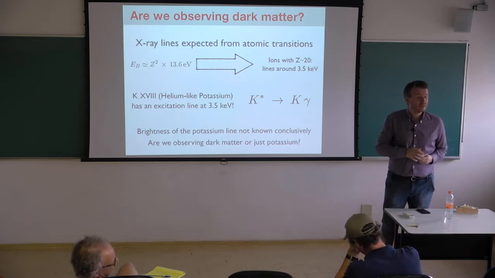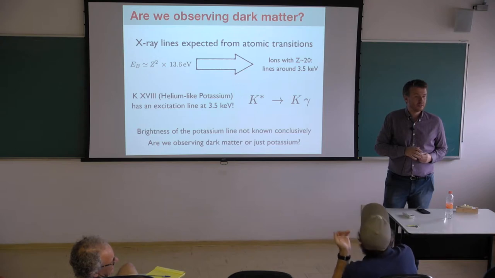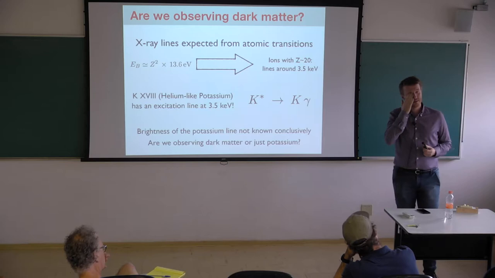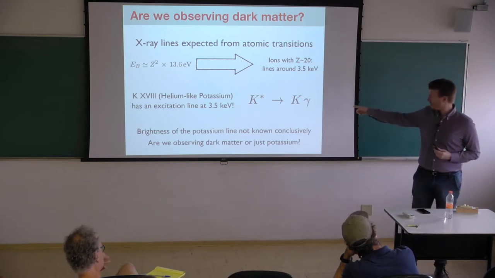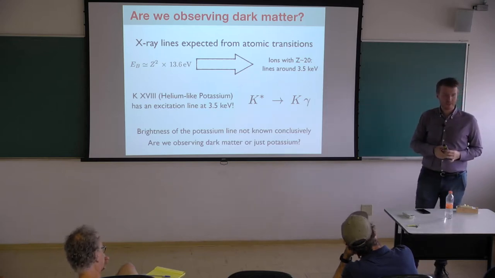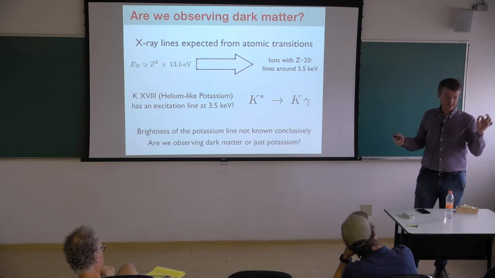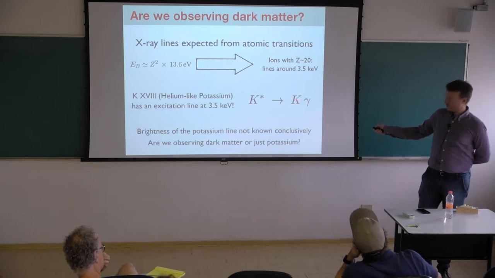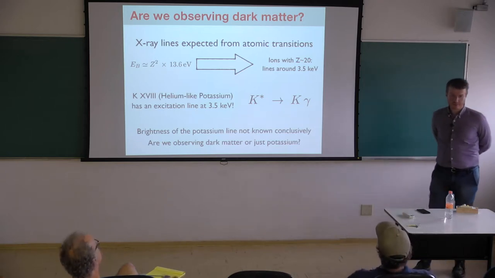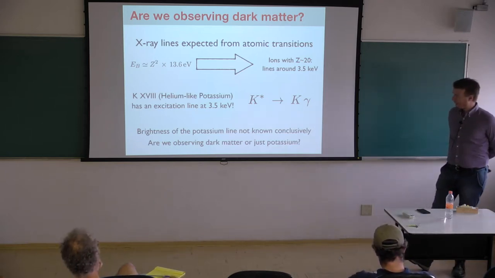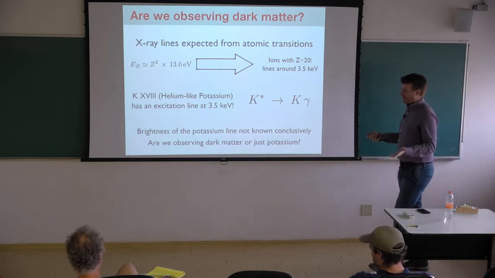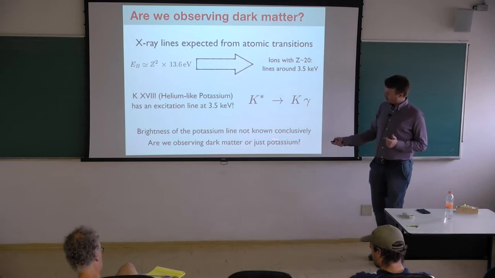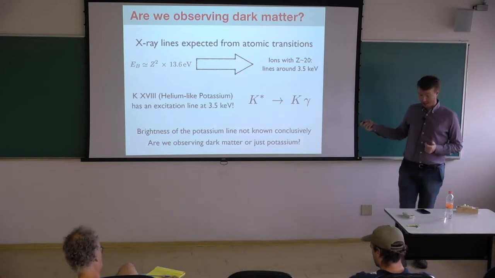Are there other possible elements or other possible lines that could give 3.5 keV? So I think there is another one by another element. I don't remember, but this is the main one. At this energy, these lines are known very precisely. So this is the dominant contribution at 3.5 keV. Okay, so it's hopeless to discriminate between these two origins just by looking at this light.